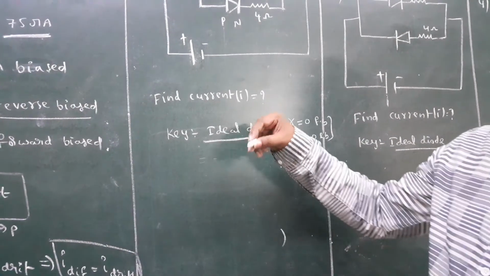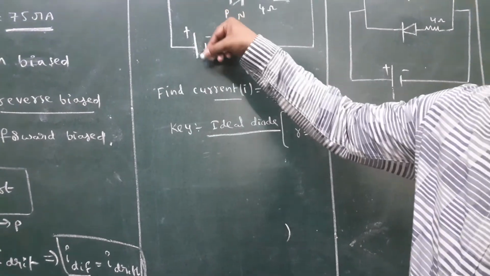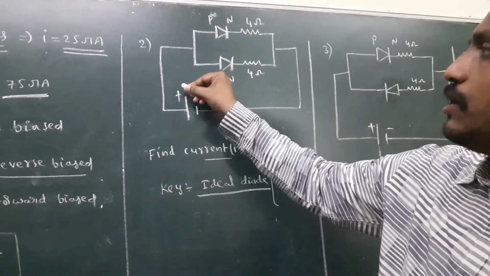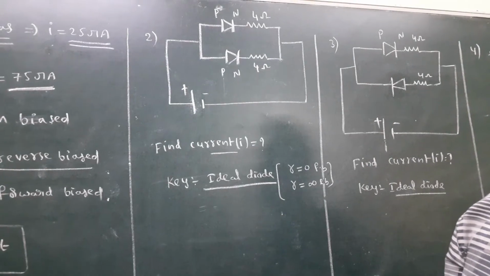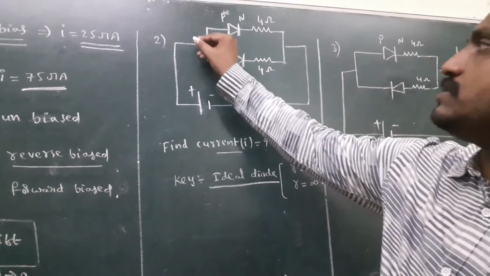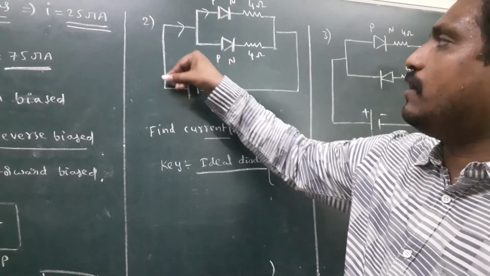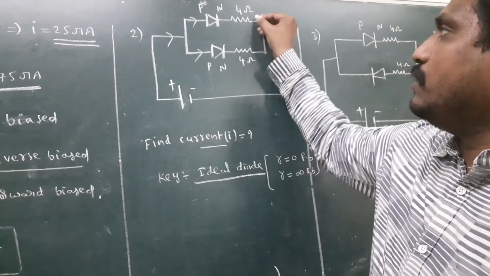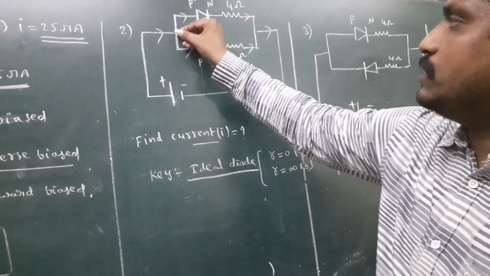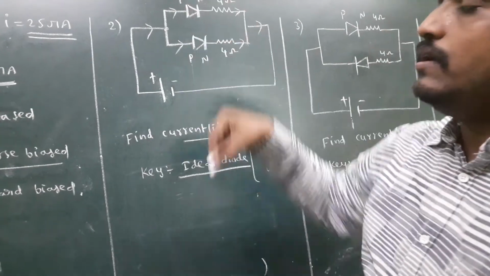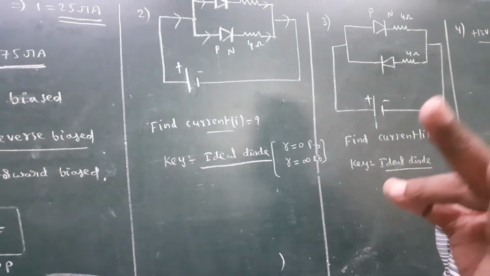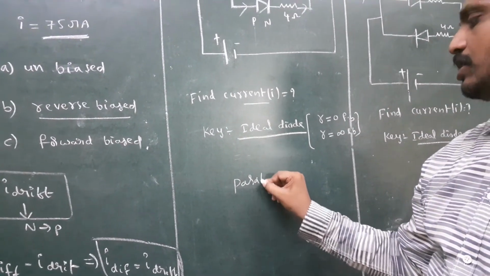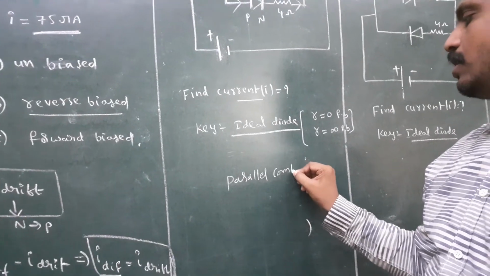Here we have to find the current. This is the battery symbol. Here the P side is connected to positive. Both the diodes are forward biased. Forward bias means they allow the current. Current always flows from plus to minus, so here current is allowed. At this point the current divides. According to electricity, when current divides, the combination is called a parallel combination.